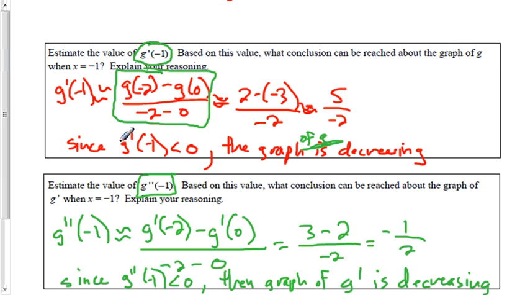So the same thing we could do with the first derivative and the original function. That same logic's going to hold true from the second derivative to the first derivative. And that's what we're leading into in the next unit.